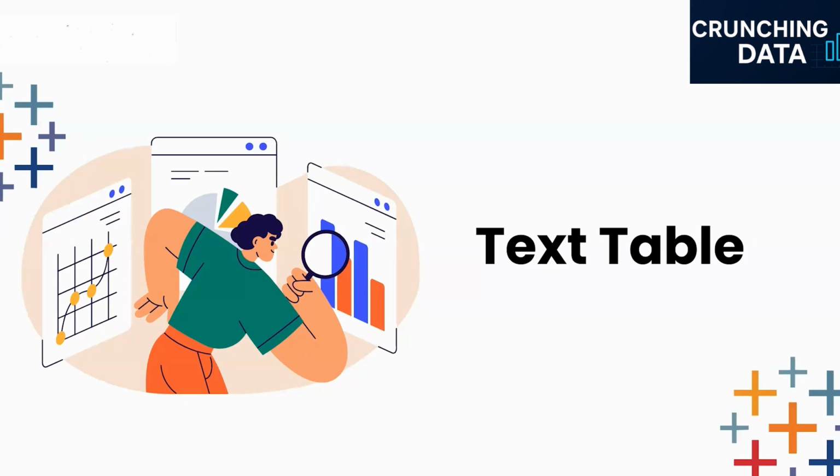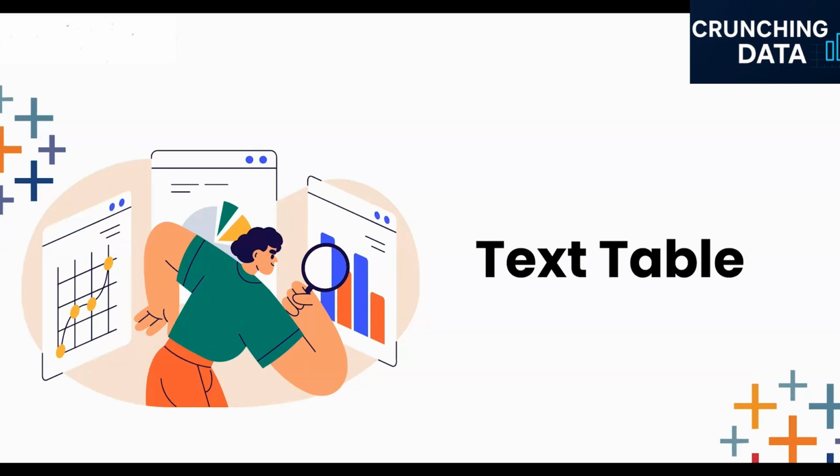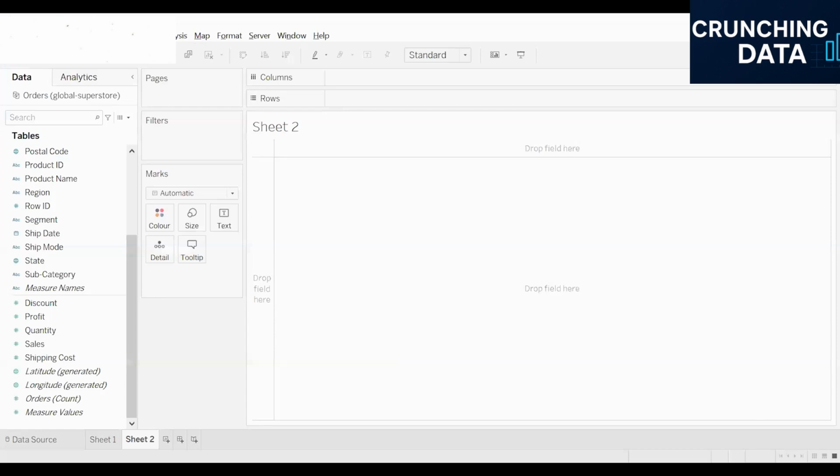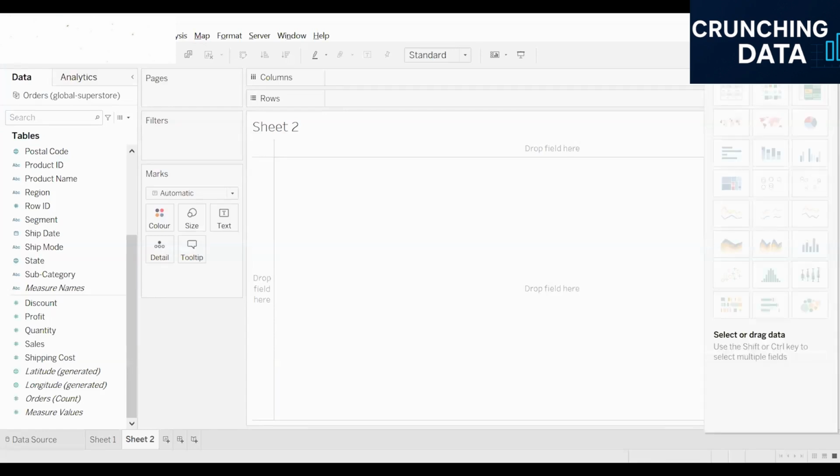This foundation knowledge of text tables would be invaluable as you delve deeper into the world of data visualization with Tableau. So let's not waste the time and go to the Tableau screen and see how we can create the text table. So right now I'm in my Tableau screen, and here on the right hand side you can see that there is this show me menu. This show me menu is used to create different kinds of visualizations. The first one in this list is the text table.